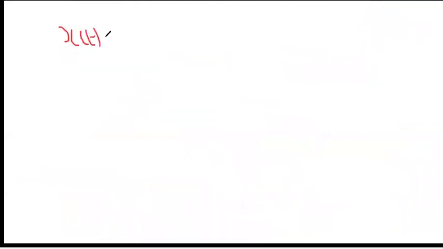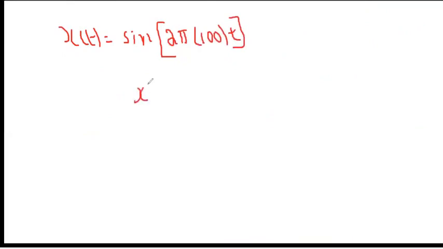Another example: x of t is equal to sine 2 pi into 100 t, my dear students. 100 is the fm here. So x of t is equal to the given function, where t is equal to n into ts.